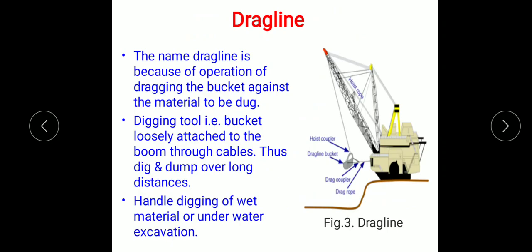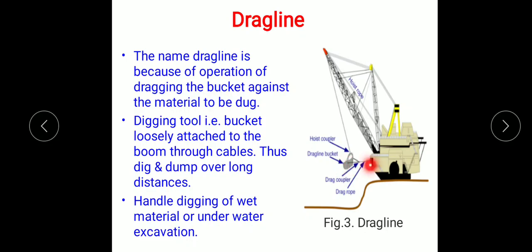The next equipment is the drag line. The name drag line is because of the operation of dragging the bucket against the material to be dug. So here we can see a bucket is used for the excavation.